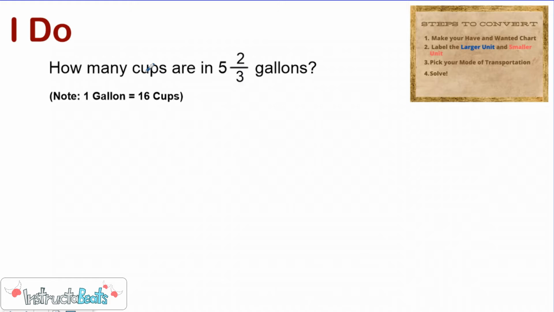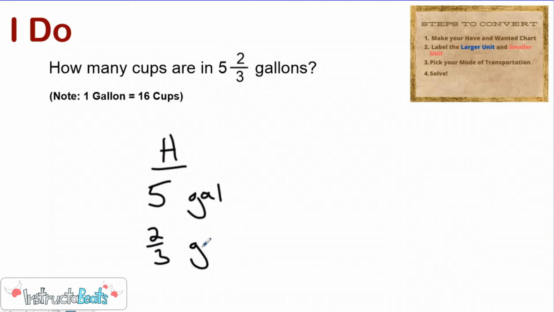So there are lots of different ways to do a problem like this when it says how many cups are in 5 2/3 gallons. But I think the easiest way, the way that's going to work the best, is if we decompose this into the whole number and the fraction. So I'm going to make my have and wanted chart, and I have 5 gallons, and then I have 2/3 of a gallon, okay? And I want to turn both of those into cups.